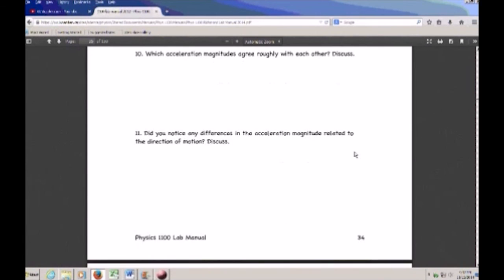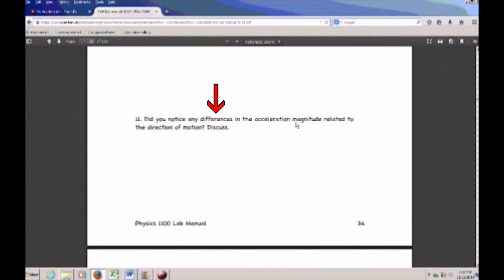And the last question, did you notice any difference in the acceleration magnitude related to the direction of motion? As I hinted earlier, that has to do with that third case where the cart changed direction. Did you see a kink in the data, and if so, what could have caused that?